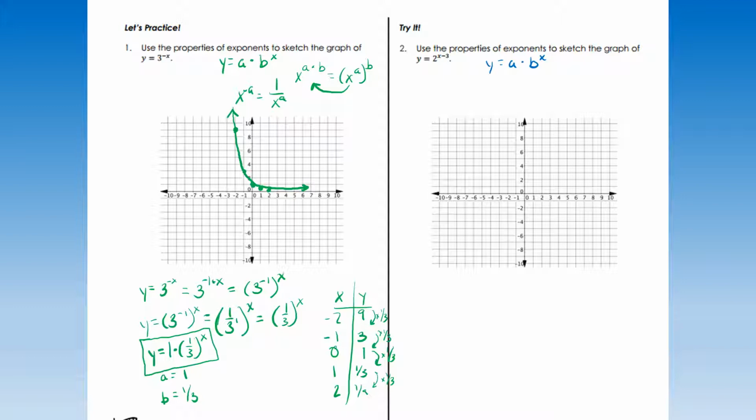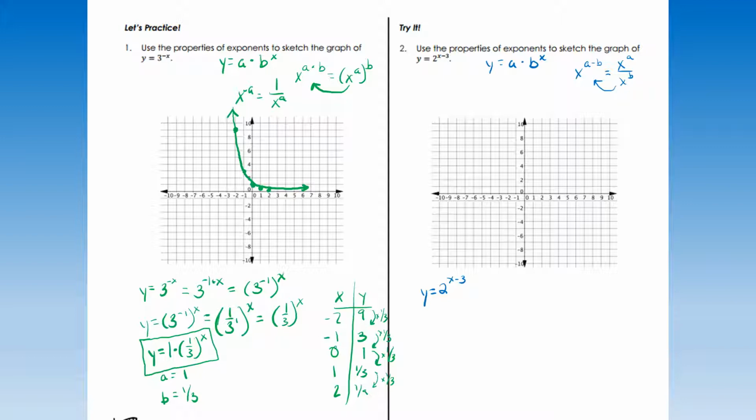Okay, so let's take the equation y equals 2 to the x minus 3. What do we know about exponents when we are subtracting them? If I had x to the a minus b power, what property allows me to subtract the exponents? Well, that's what happens when I am dividing powers with the same base. If I had x to the a divided by x to the b, I would subtract those exponents.